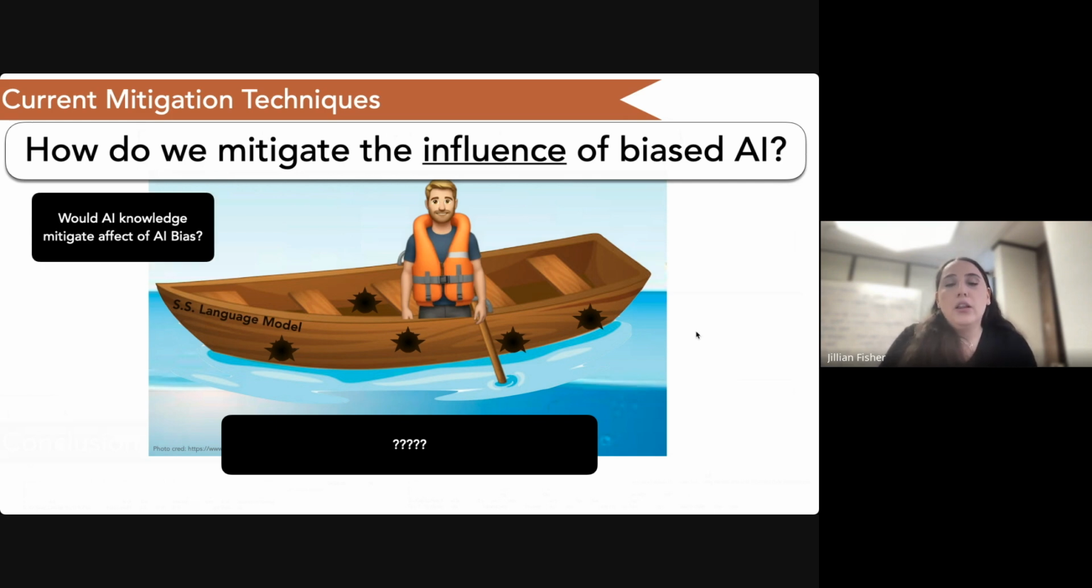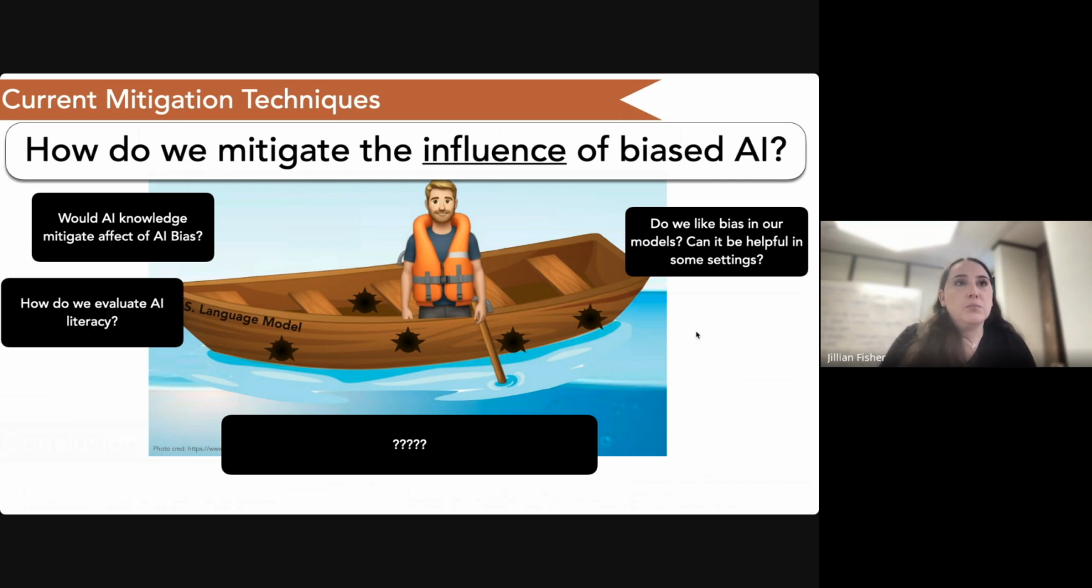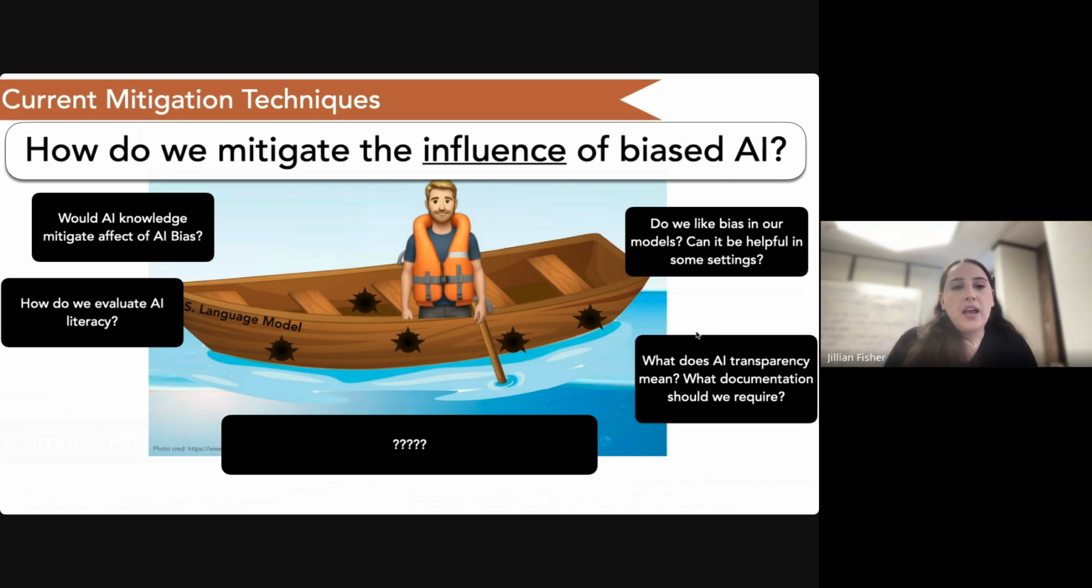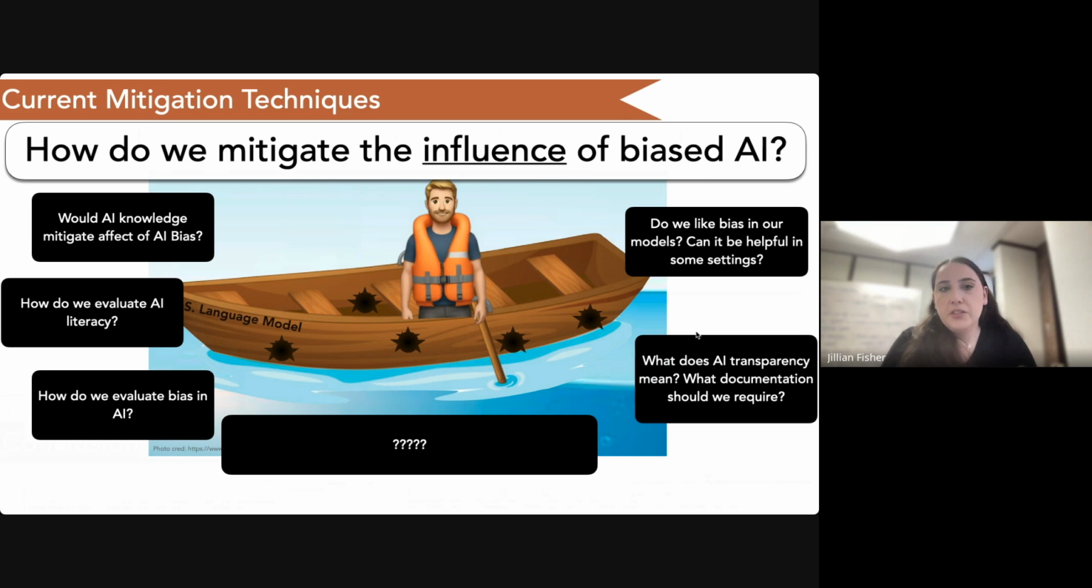So would AI knowledge mitigate these effects? Do we like bias in our models? Is it helpful in some settings? How do we evaluate AI literacy? This is a really big one in AI education. What does it mean for AI to be transparent? What should we require from our documentation? And how do we evaluate bias in AI? These are just some of the many questions that I think are really interesting.